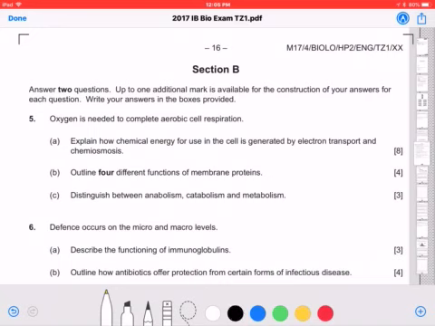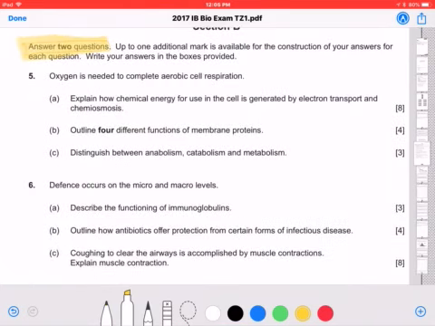Now for Section B, this is where you're going to answer 2 questions, and it says 2 questions, but what it really means is 2 question sets. And then you get 1 additional mark for construction of your answers, which is mainly clarity. It's just 1 mark. So just answer the questions as clearly as possible and you'll likely get that one. I don't want you to worry too much about that mark.